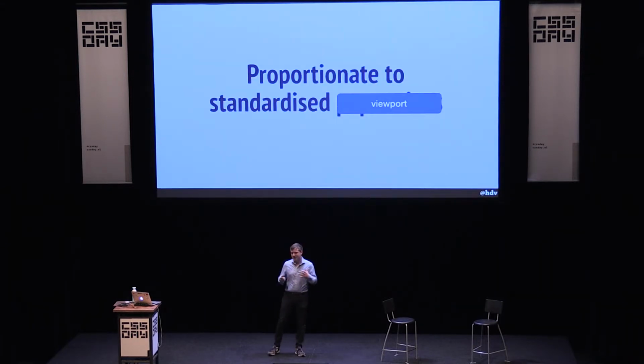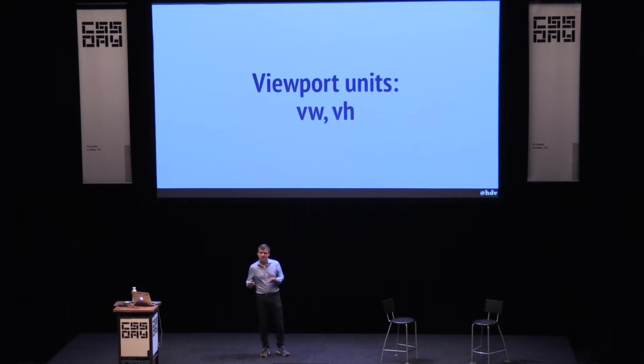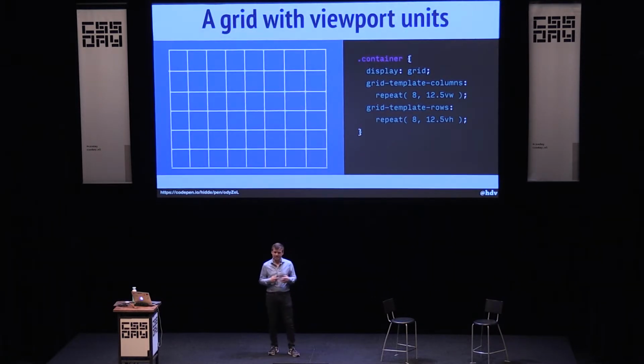So we can't really do anything proportionate to a standardized viewport, but what we can do is make things proportionate to any viewport. Richard mentioned these before, viewport units, so you can use VW and VH. They're numbered between 1 and 100, and they're basically a percentage of the viewport width or height. Now we can use these to create our grid. So we can make a grid that's actually responsive to the viewport that we have, just as an experiment.